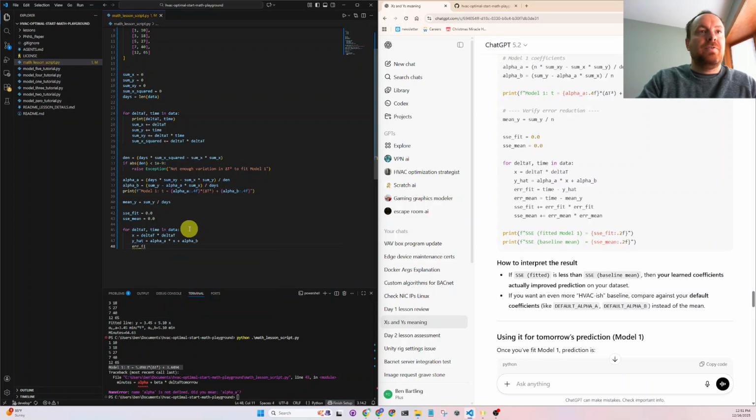Error of the fit equals time minus y hat. Error mean equals time minus mean y. Whoops. SSE fit plus equals error fit times error.